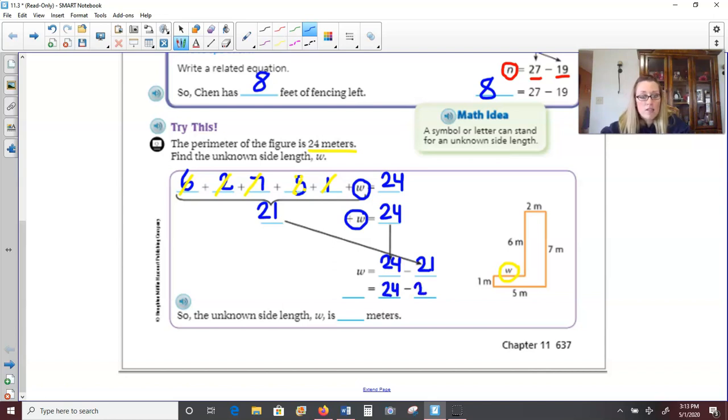24 minus 21, what is the difference? There is a difference of 3. So W must equal 3 meters.